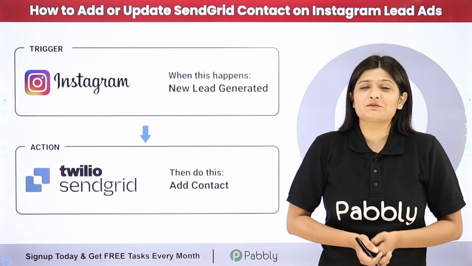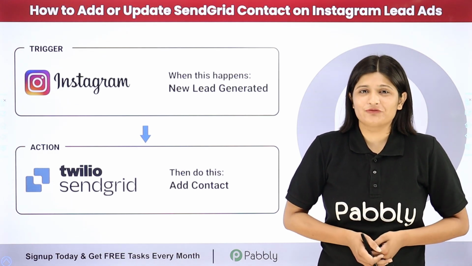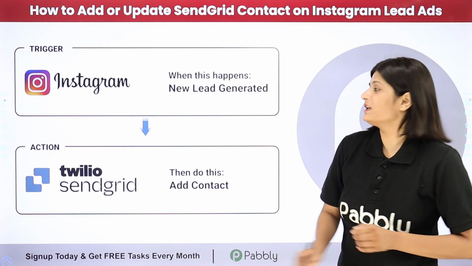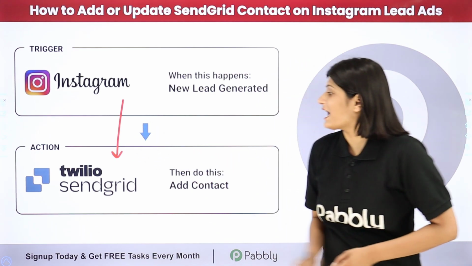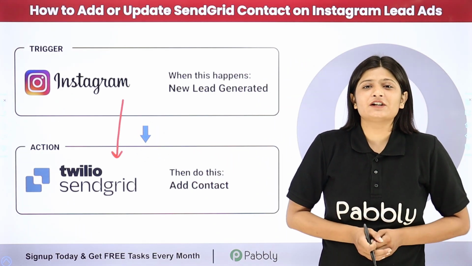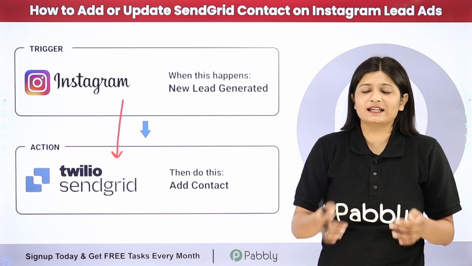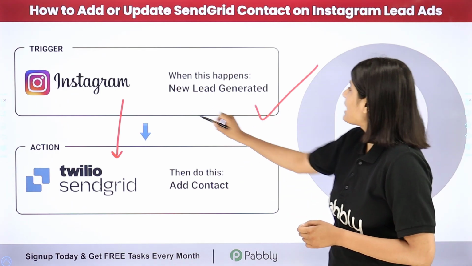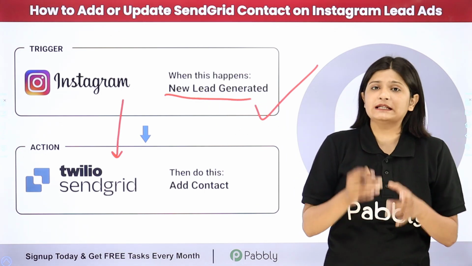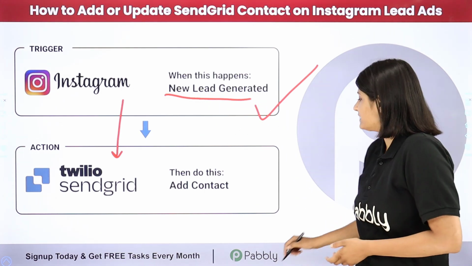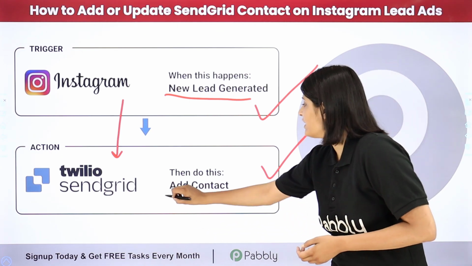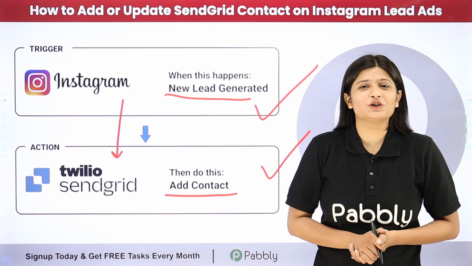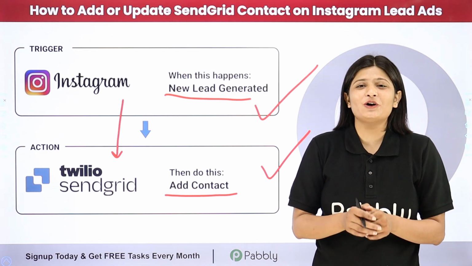So Pabbly Connect is an amazing automation and integration software which requires no coding or programming skills. Here I just need to build connection between Instagram lead ads and SendGrid. Pabbly Connect runs on two principles, which is trigger and action. Here as my trigger application, I am going to take Instagram lead ads from where I will receive new lead, and then in my action application, I am going to take the SendGrid where the contact will be added automatically. If you want to learn this amazing automation step by step, then let me take you all to my screen.